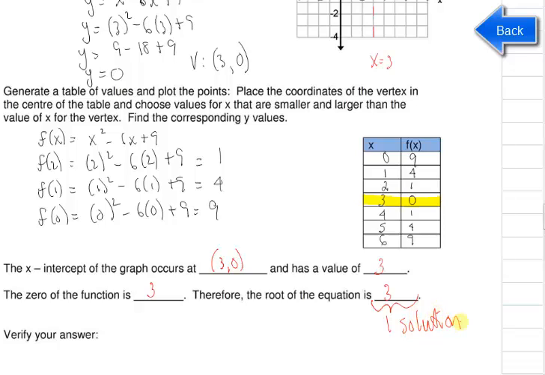Okay, so remember at the beginning of this lesson I said that you could have two solutions, one solution, or no solution. So you get one solution when your vertex is on the x-axis.